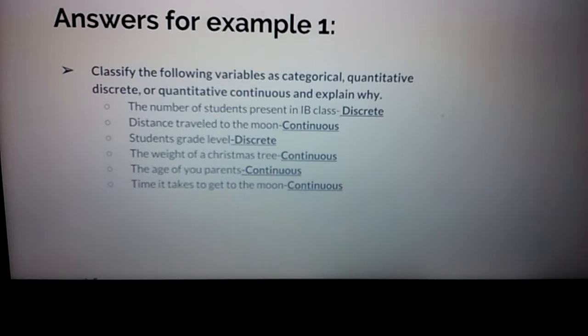Distance traveled to the moon is continuous, because we could have, this is going to be a short distance, but 10 feet, 10.5 feet. Students' grade level is discrete as well, because we know our system to be 1st grade to 6th grade, and so on. We don't have 6.5 grade. We don't really have that in the system, so that would be considered discrete.